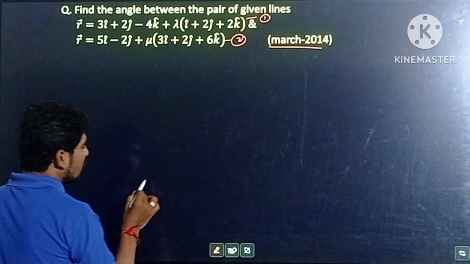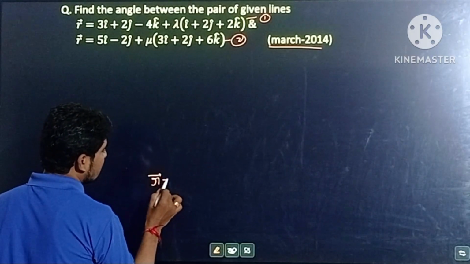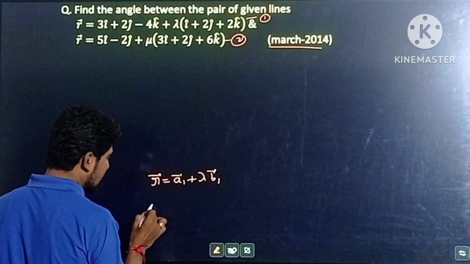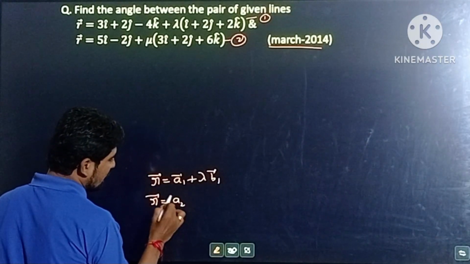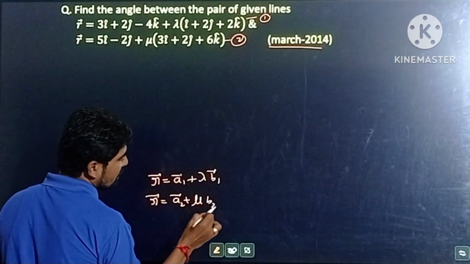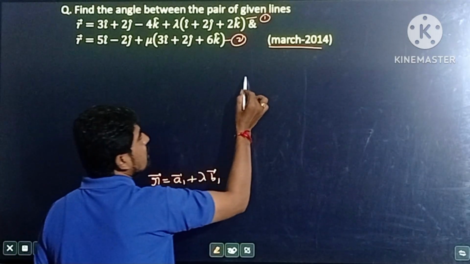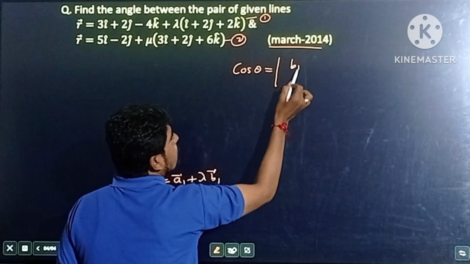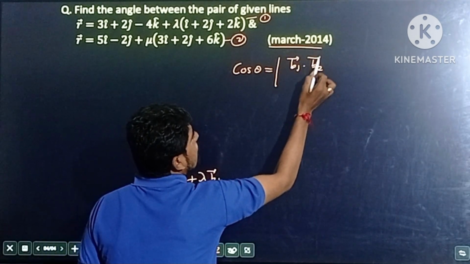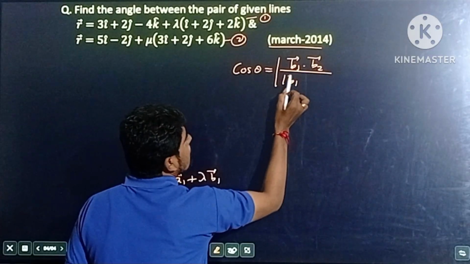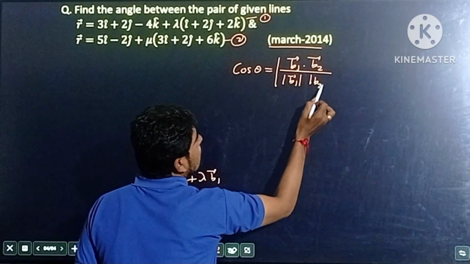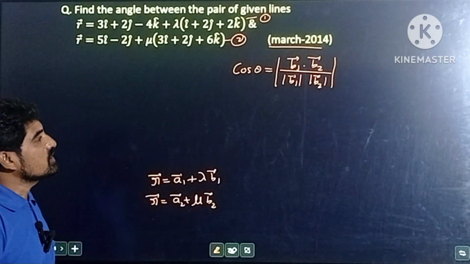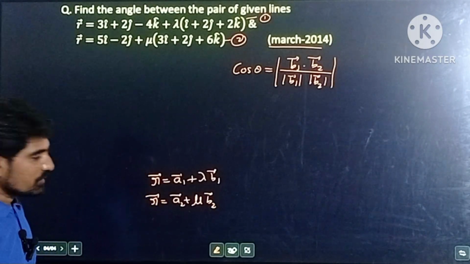So we know that the angle between two lines r vector equals a1 vector plus lambda times b1 vector, and r vector equals a2 vector plus mu times b2 vector, is given by cos theta equals modulus of b1 vector dot b2 vector divided by magnitude of b1 vector into magnitude of b2 vector. So to identify the angle between the given two lines, we need b1 vector and b2 vector.